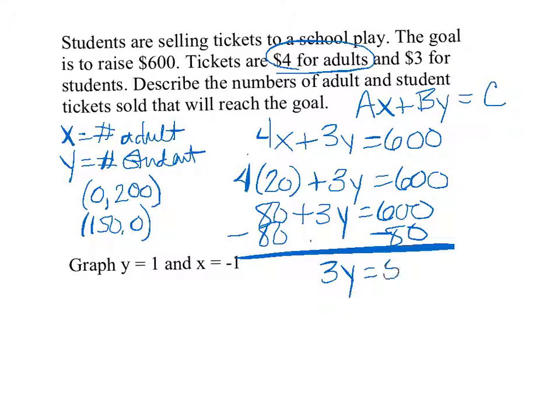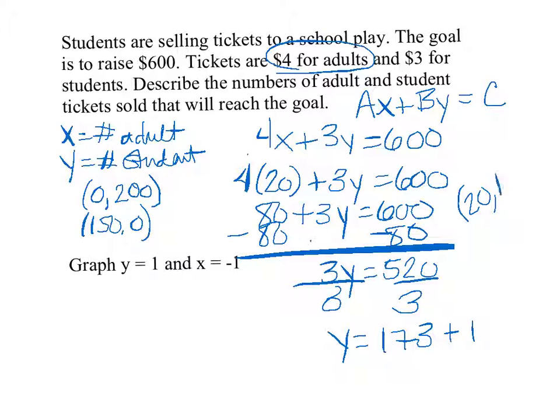3y equals 520. Divide by 3. Y equals 173, 170, 174, let's just say, to round up to make sure that you get $600. So we've got 20, comma, 174.